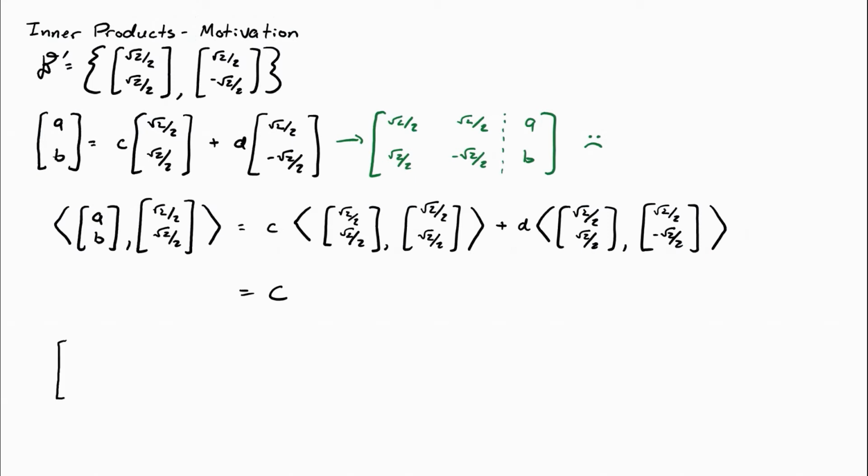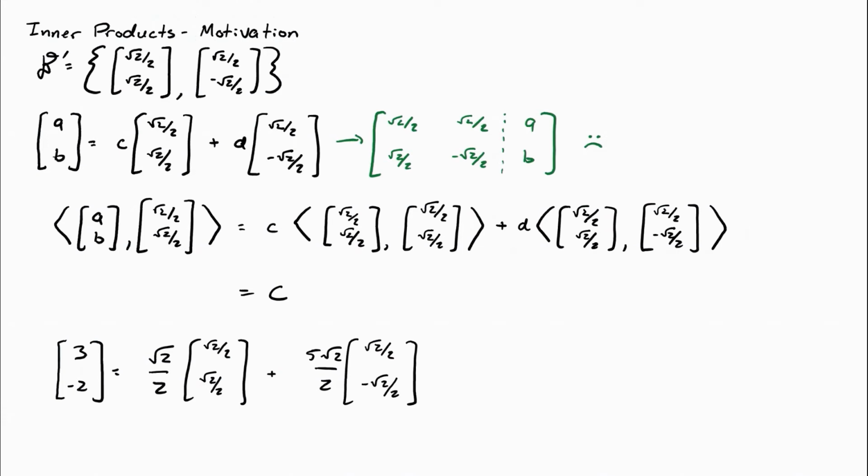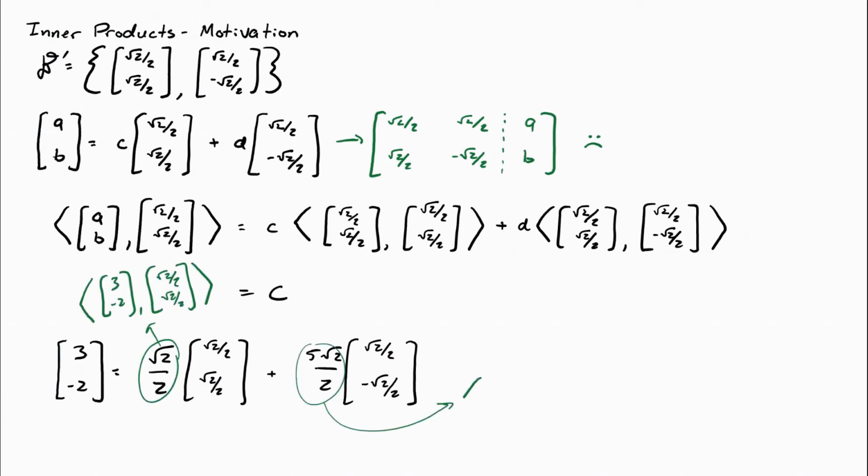For example, find the coordinates of the vector (3, -2). It'll be this. How did I do it so fast? I just did two inner products. Each coordinate is the inner product of (3, -2) with the corresponding basis vector.